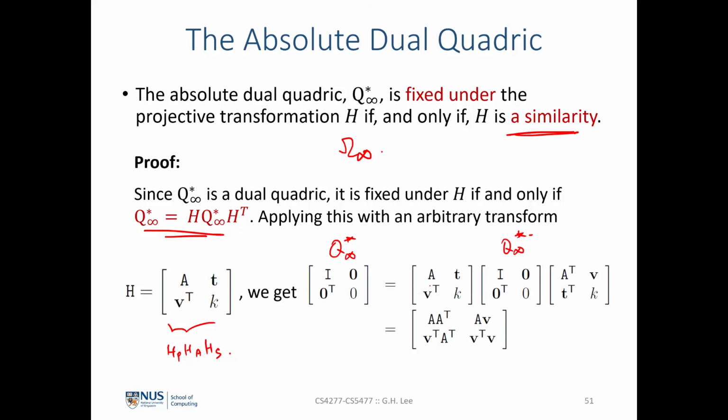So what this means is that if we were to apply a general or arbitrary projective transformation, given by the product of these three factors over here, we'll be able to get this equation over here. And in order for the absolute dual quadric to remain fixed, the matrix over here must be equal to the absolute dual quadric after the transformation.